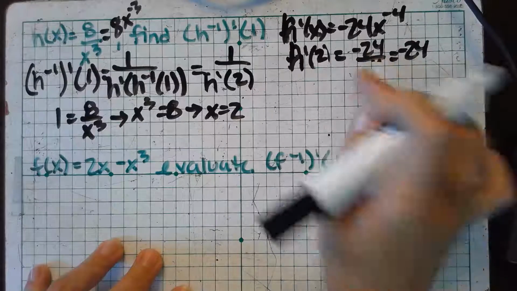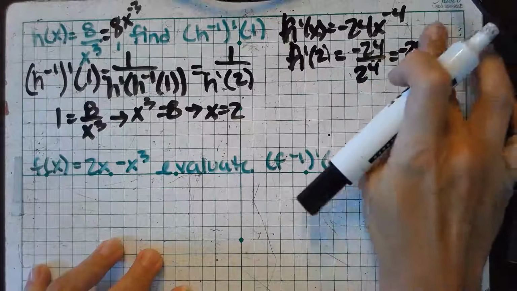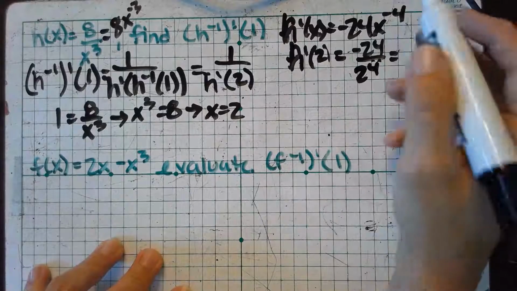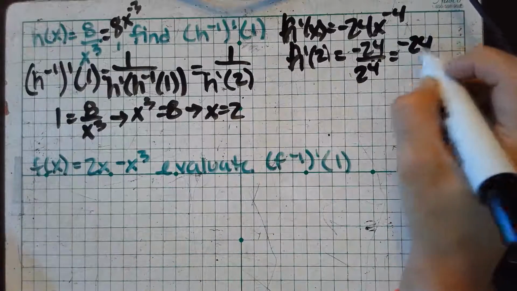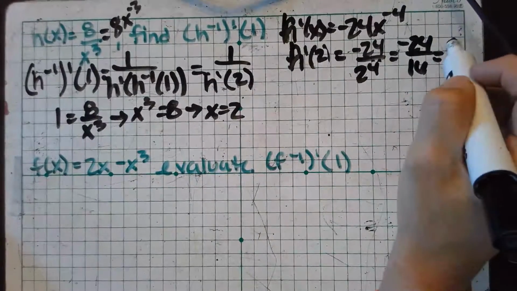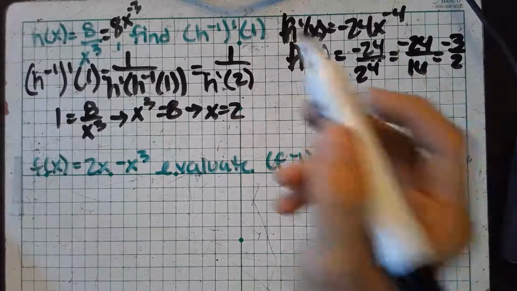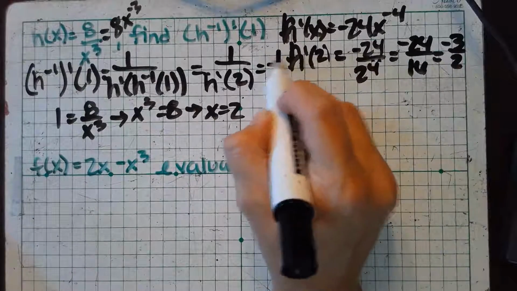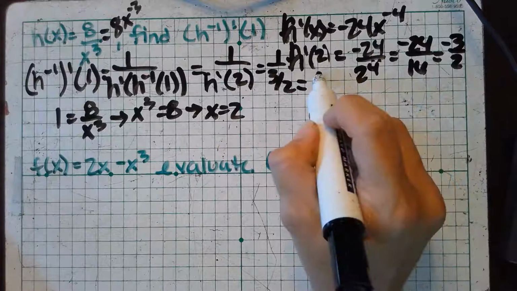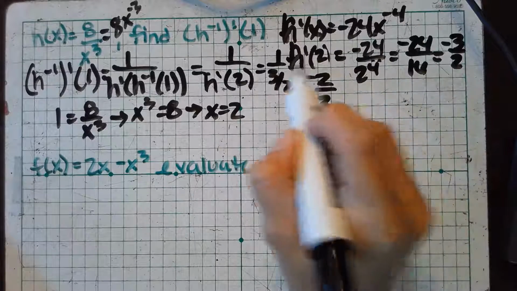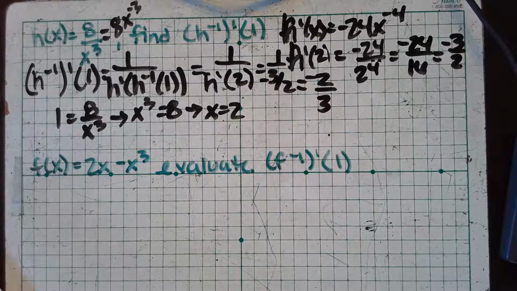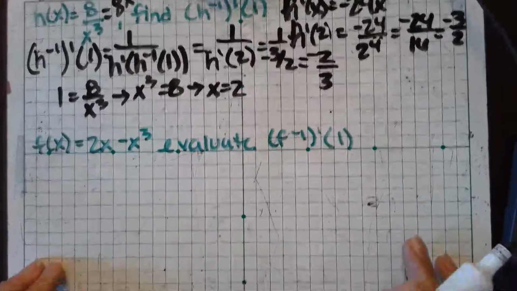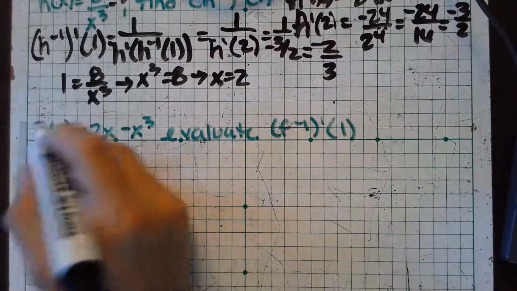Okay, so here, this is going to be 2 to the 4th, which is 16. Well, let's see, -24 over 16, and 8 comes out, so that's -3/2. So this is 1 over 3/2, which equals 2/3, and it's actually negative, so -2/3. So be careful on that. I'm sorry for that mistake. We all make them. All right, so here we go.